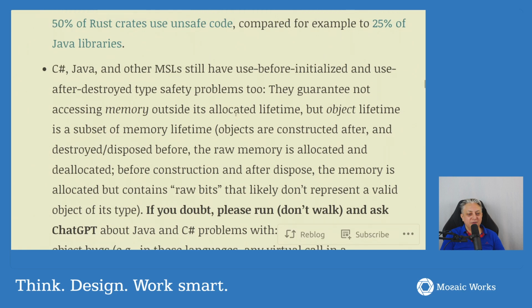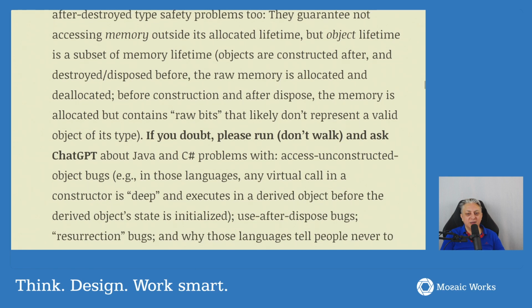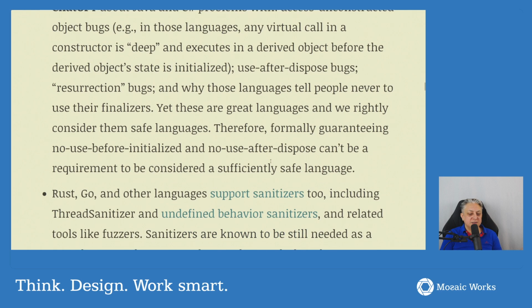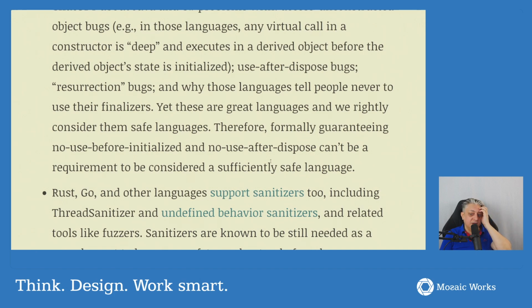And I also found this interesting. C#, Java, and other memory-safe languages still have use before initialize and use after destroyed type safety problems too. They guarantee not accessing memory outside its allocated lifetime, but object lifetime is a subset of memory lifetime. Objects are constructed after and destroyed, disposed before the raw memory is allocated and deallocated. Before construction and after dispose, the memory is allocated but contains raw bits that likely don't represent a valid object of a type. Yeah, so this was pretty common.